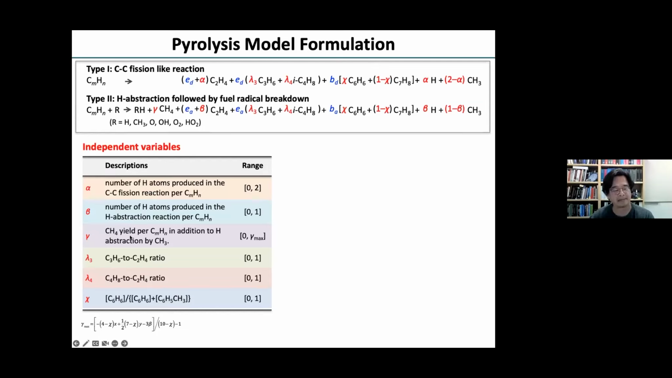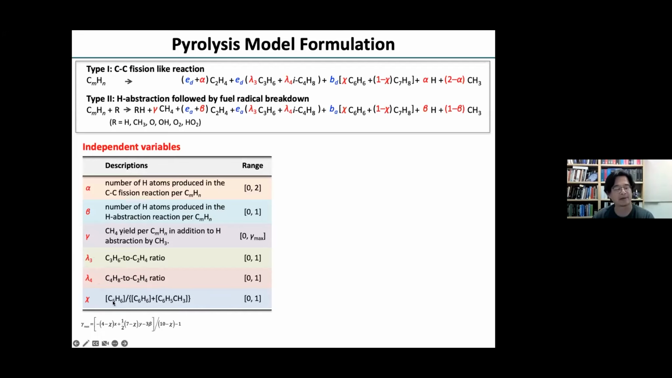Gamma is the ratio of methane to, the methane yield per fuel molecule, okay? And this is in addition to H abstraction by methyl. Lambda 3, lambda 4, those lambda parameters are the ratio of higher alkenes, propene and butene. This butene can be 1-butene, can be 2-butene, can be isobutene, and you can expand to it. Their ratio to ethylene. Ethylene is always one of the dominant products.